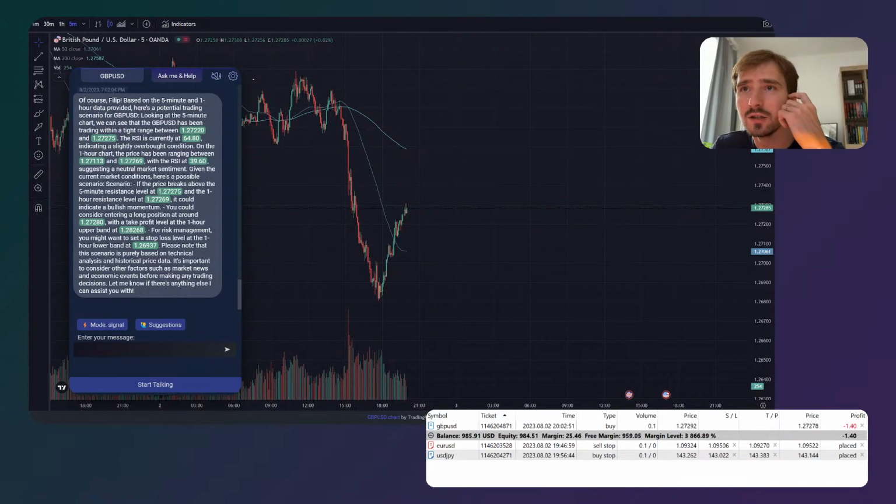So the AI is suggesting that there could be a possible bullish movement. It could indicate bullish momentum. You could consider entering a long position at around 1.27280, which is 272. We entered 92 because of the spread, but basically 280. All right, good. And take profit around 1-hour upper band, which would be.